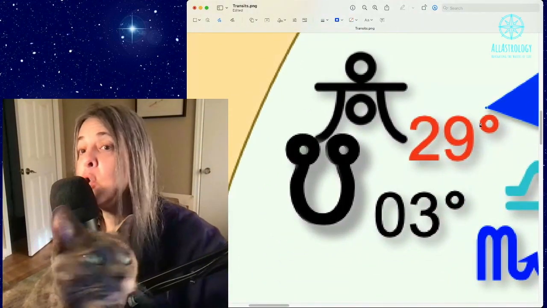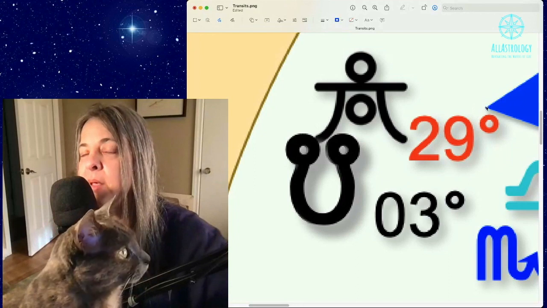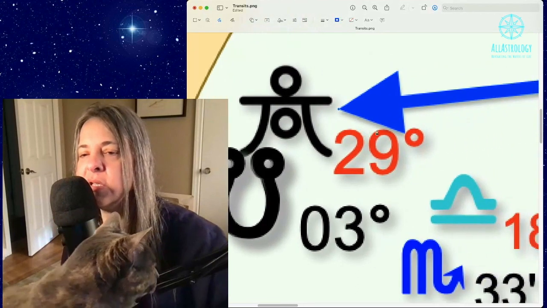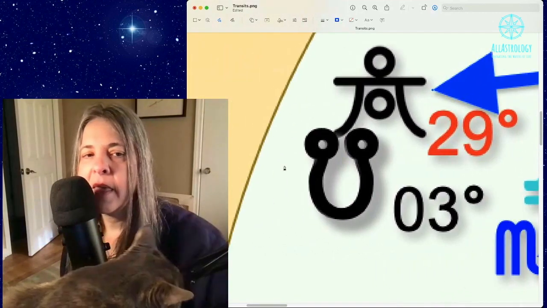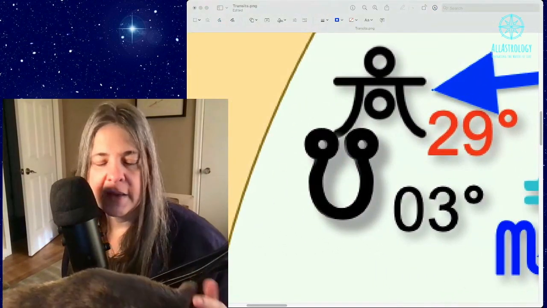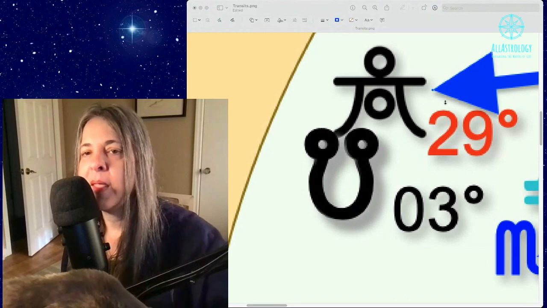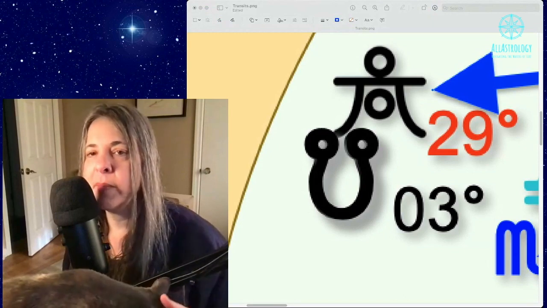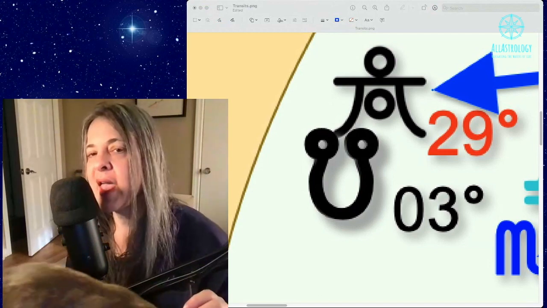Okay, this is Haumea, and she's right there. You see right now she's at 29 degrees in Libra. So Haumea, let me click on it so I can at least spell Haumea for you guys.